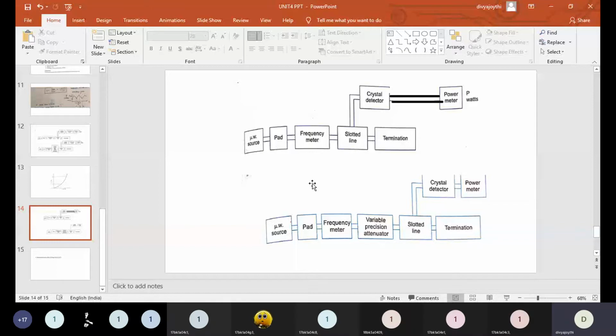So the drawback of the power ratio method is that it shows some nonlinear characteristics. That drawback can be overcome by the RF substitution method. In this RF substitution method, we will be measuring only one power, and that power will be the output power only.